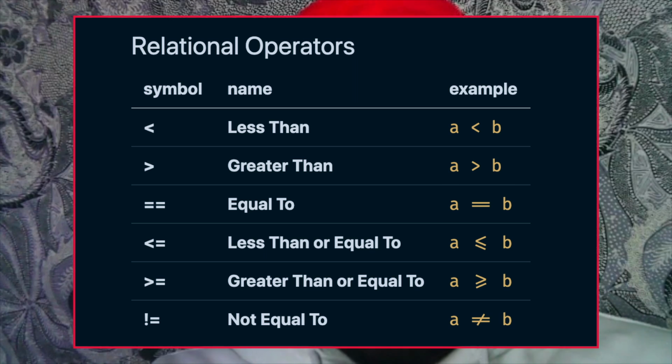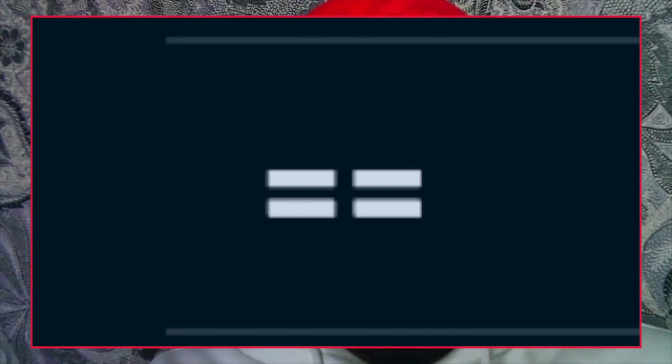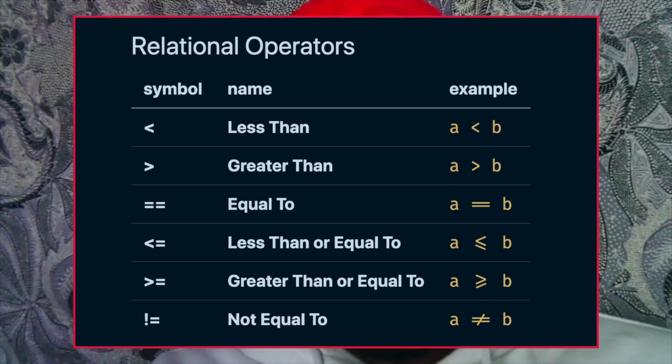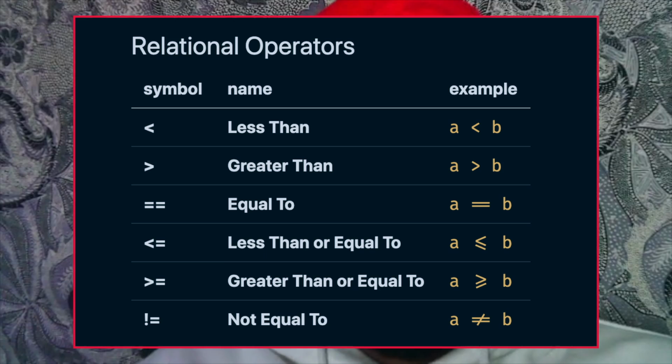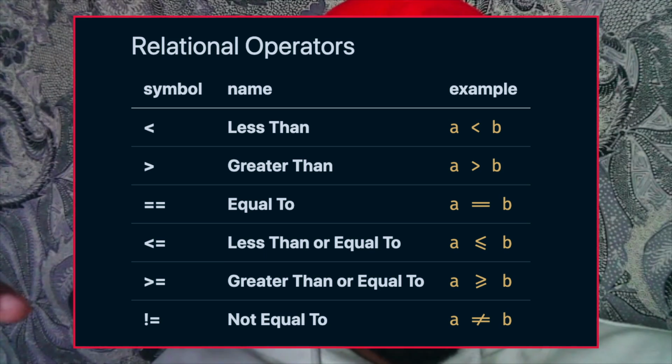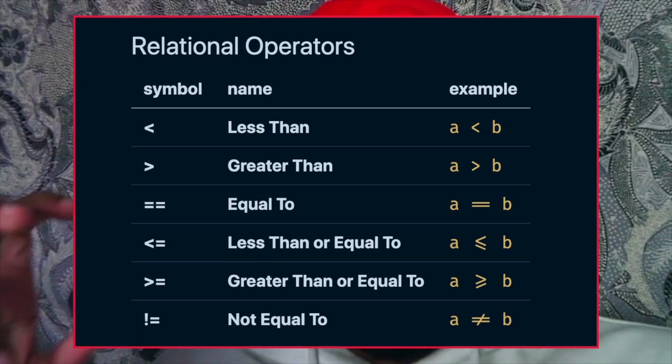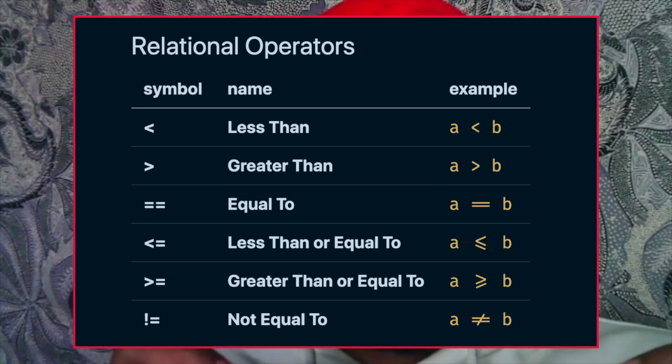In C++, one equal sign is an assignment operator. Two equal signs is a comparative operator, right? So two equal signs is saying, are these two things on the left-hand side and the right-hand side equal to each other? If so, it evaluates to true. If they are not, it evaluates to false.